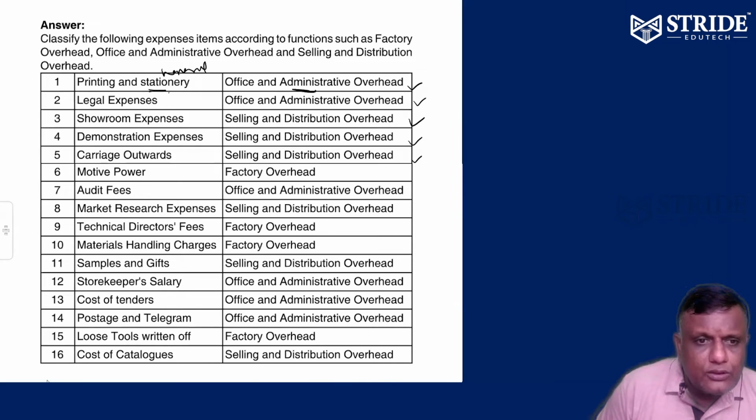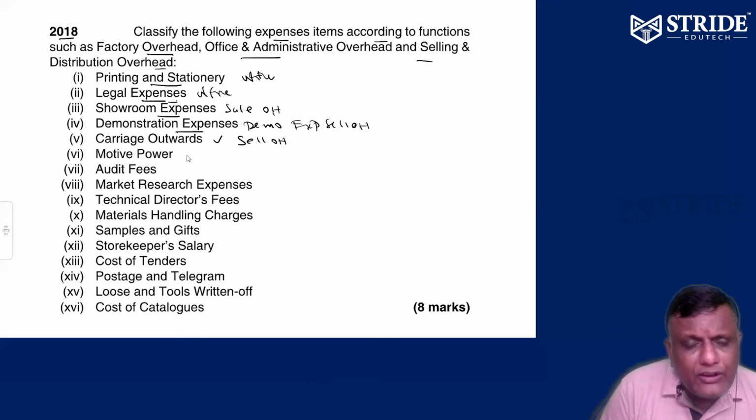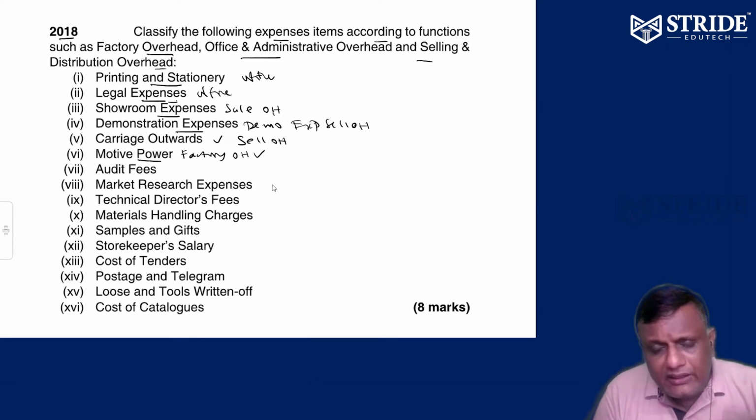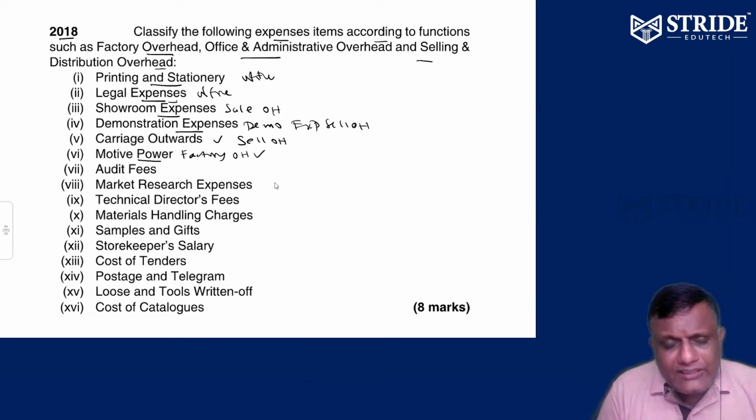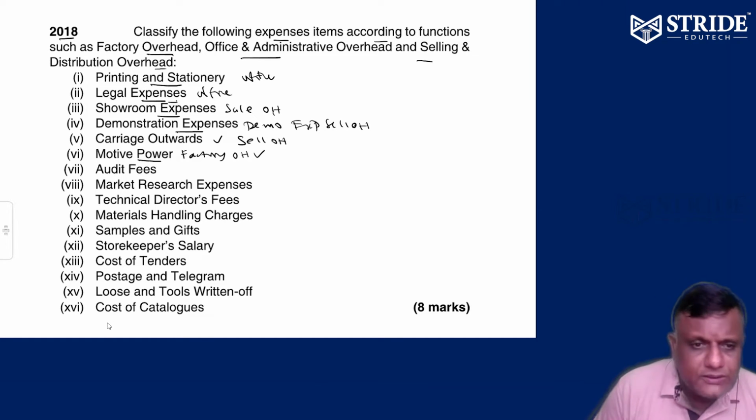Right. Next one, motive power. Generally power used in the factory. But this is nothing but factory related overheads. Motive power, factory rent, factory lighting, factory manager salary, drawing expenses, factory depreciation, factory insurance, premium paid on factory building, they are all factory overheads. Power generally used in factory only, factory overheads.